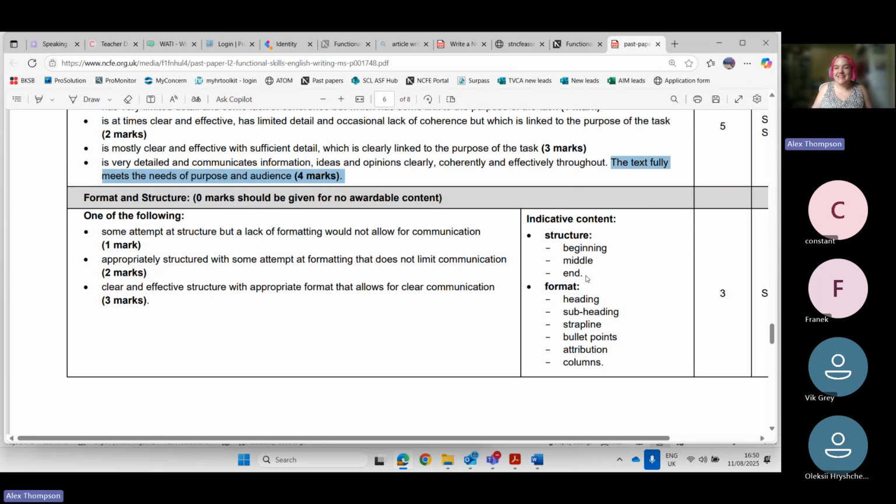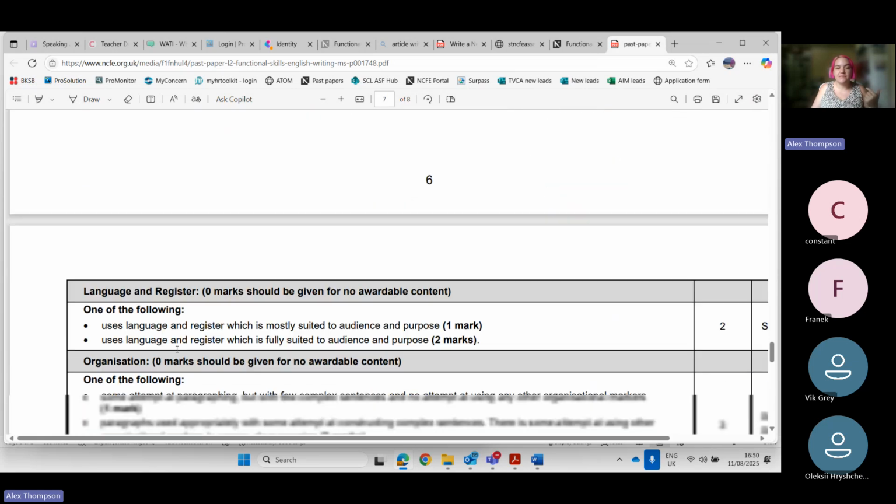And then again, it says, have we got, that's what I was saying about the structure. Does it have that clear narrative, a start, a middle, and an end? Does it look right in the format? Does it have a selection of these different features? So a heading, subheading, bullet points, attribution. We've got all of those. Great start. Another 3 marks.